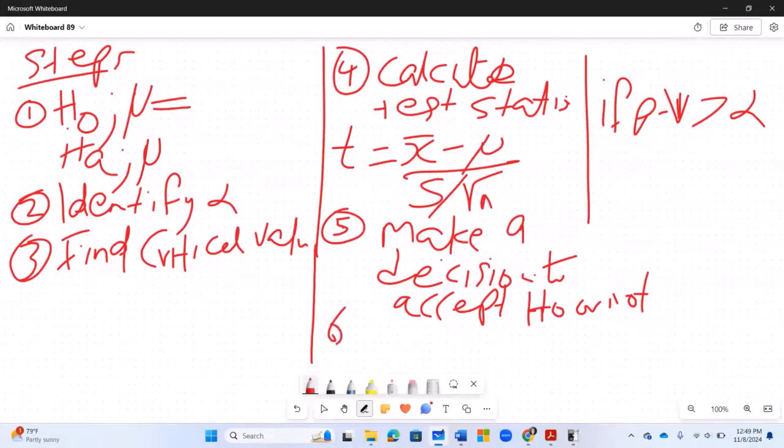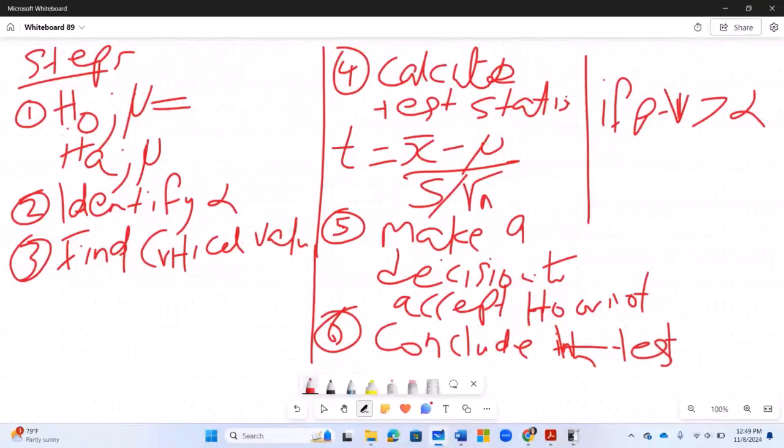Okay, step 6 is to conclude in non-technical terms. Conclude your hypothesis testing in non-technical terms. That means write what you're going to tell those who hired you as a statistician to do the study for them. And then actually tell them whether the status quo is still working or not. Does it need a change or not? So step 6 is conclusion. Conclude the test in non-technical terms.